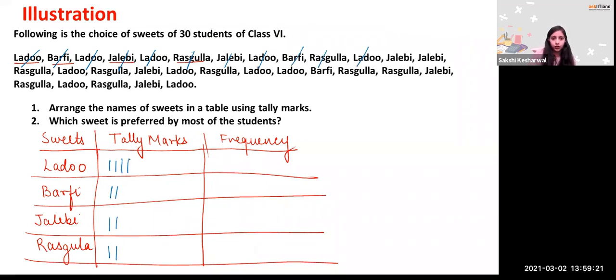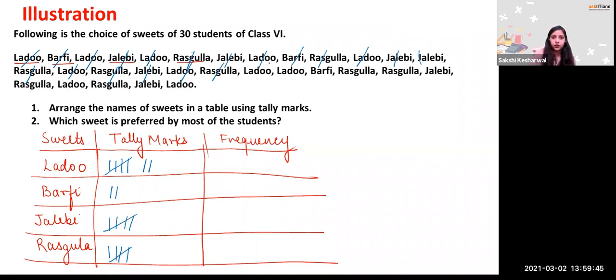Then you have laddu. Now this is the fifth laddu. Then you have jalebi, right? Then again a jalebi, that's 4. Then you have rasgulla, right? Then laddu, right? Then rasgulla, and jalebi. Now this is the fifth. Now this is again a laddu, and this is rasgulla.